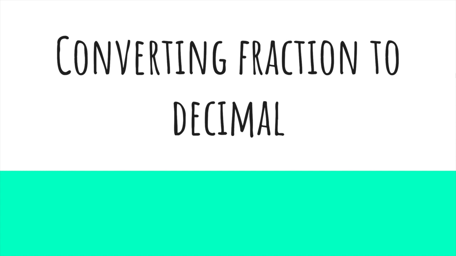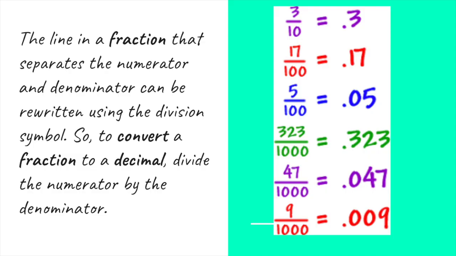Next, we will learn about converting fractions to decimals. The line in a fraction that separates the numerator and the denominator can be written using the division symbol. So to convert a fraction to a decimal, divide the numerator by the denominator. You can see in our examples that 3 over 10 simply equals 0.3, and that 17 over 100 equals 0.17.